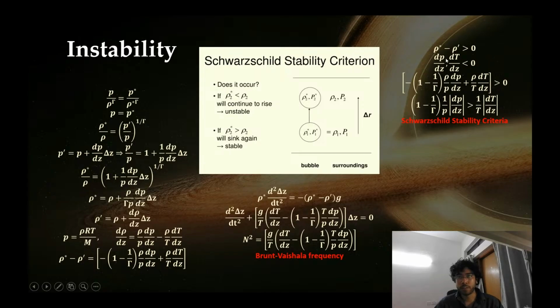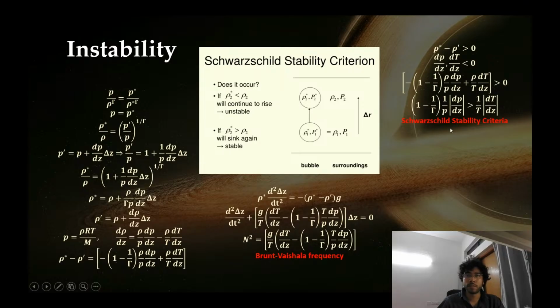Now, as we know, for a fluid, pressure and temperature both decrease with z, so dp/dz and dT/dz are negative. So if this is greater than 0, that means this is greater than 0. And if both are negative, we can take the mod value of this and arrive at this condition. So this is the criteria such that this perturbation will be stable, and this is called the Schwarzschild stability criteria. So as far as the Schwarzschild stability criteria goes, this is it.